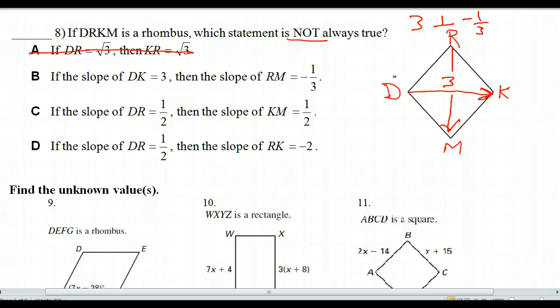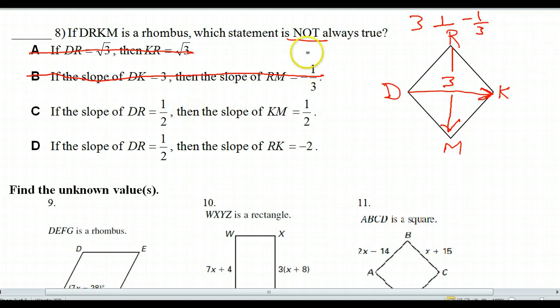But what did I just tell you? What's the special property for a rhombus? Diagonals are perpendicular, always perpendicular. So since the diagonals are always perpendicular, if one diagonal has slope 3, the other one will always be negative 1/3 because they're perpendicular. So B is again always true. So B cannot be the answer. We'll have to cross that one out and keep looking. So let's move on to option C.